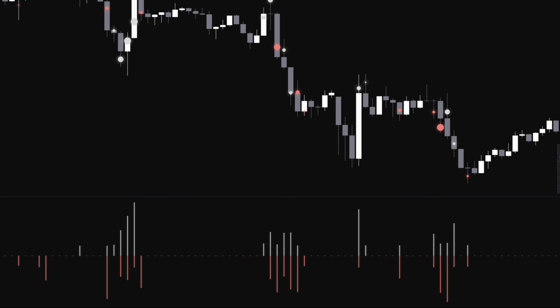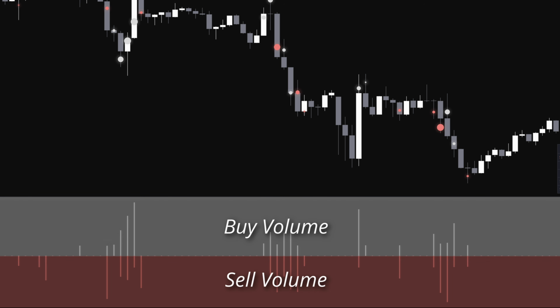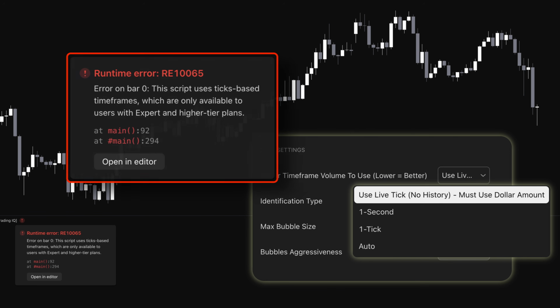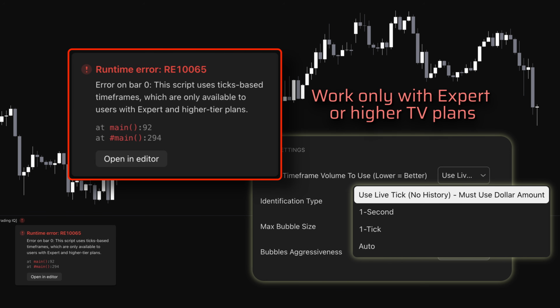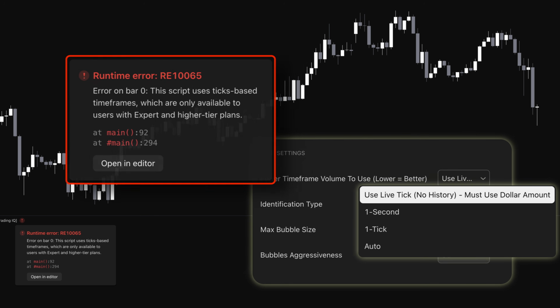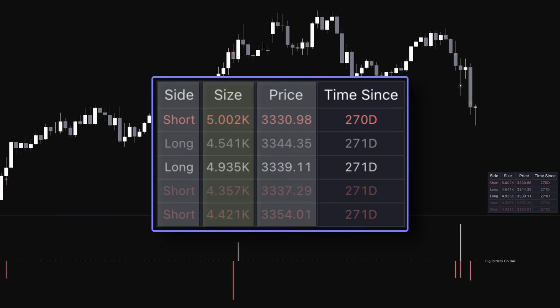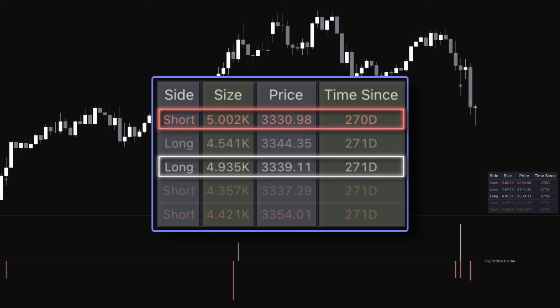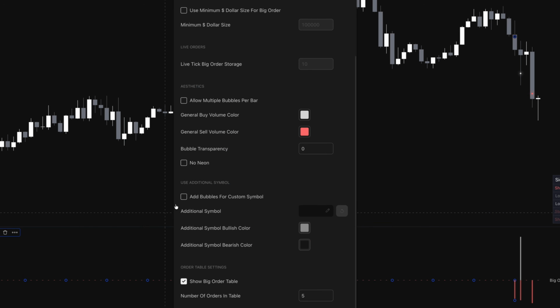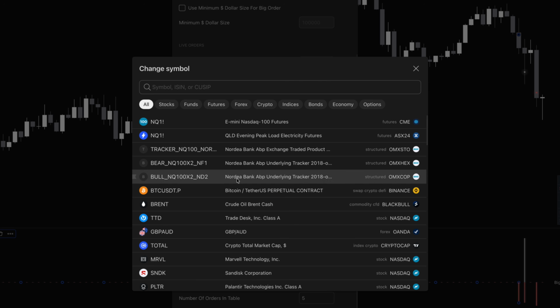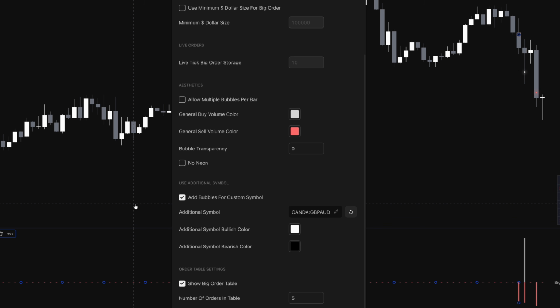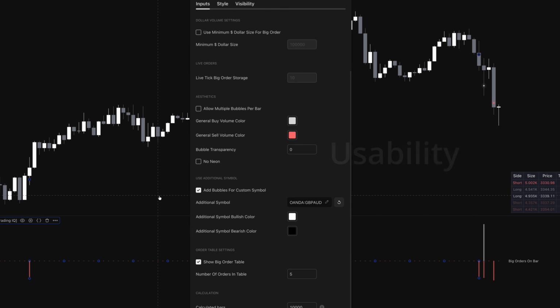A separate histogram in the sub-pane accumulates total big buy and big sell volume per bar, giving a net directional read at a glance. A live tick mode is also available for real-time order detection without historical look-back, though it requires dollar amount filtering and loses all history on reload. The order table lists the most recent large orders with side, size, price, and time elapsed, with row colors gradient scaled to order size. An additional symbol input lets you overlay big order detection from a correlated instrument, useful for reading futures alongside spot or a sector ETF alongside individual names.